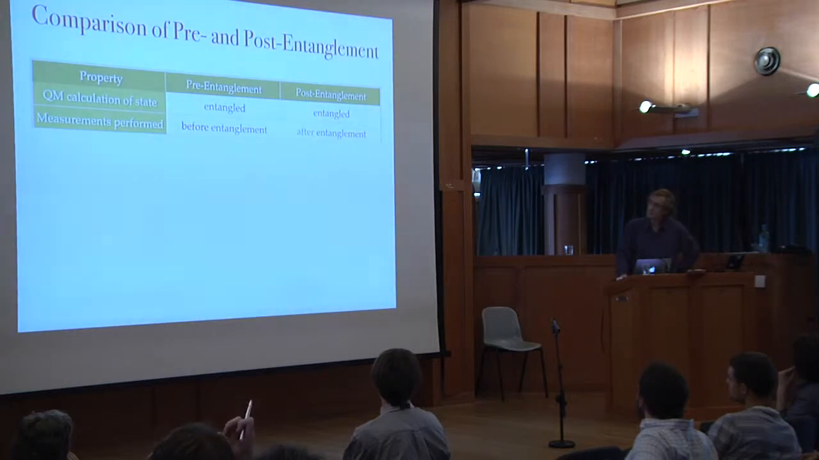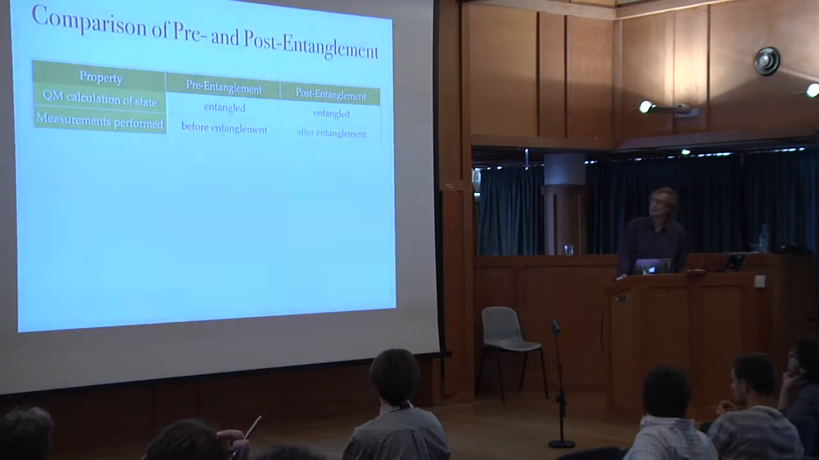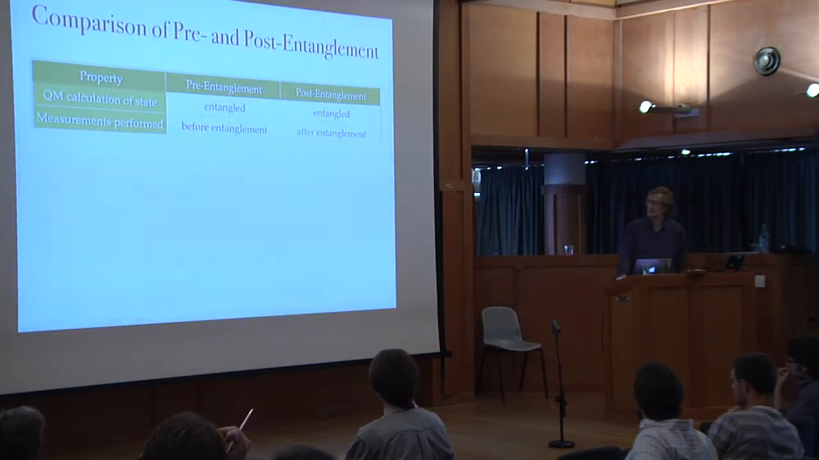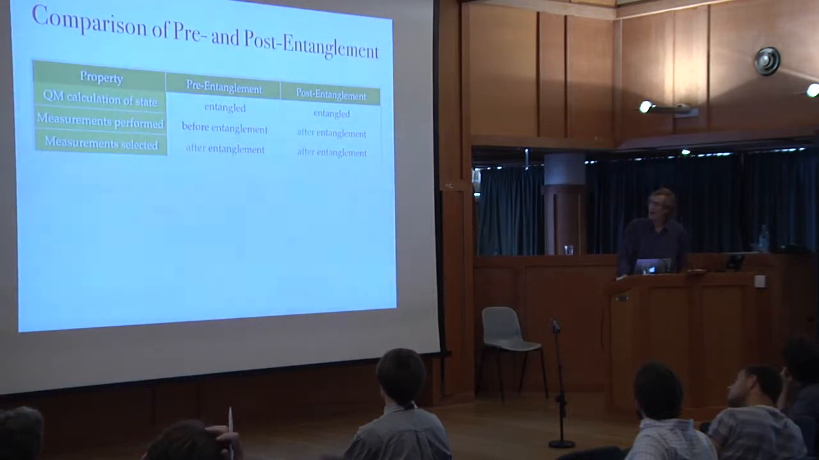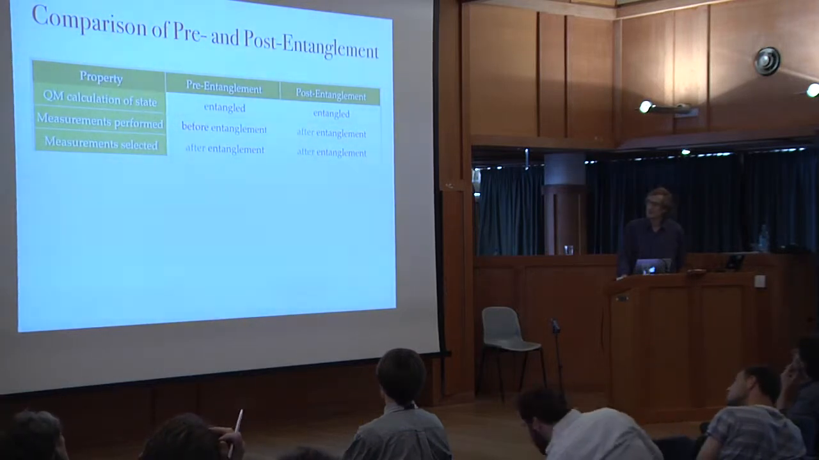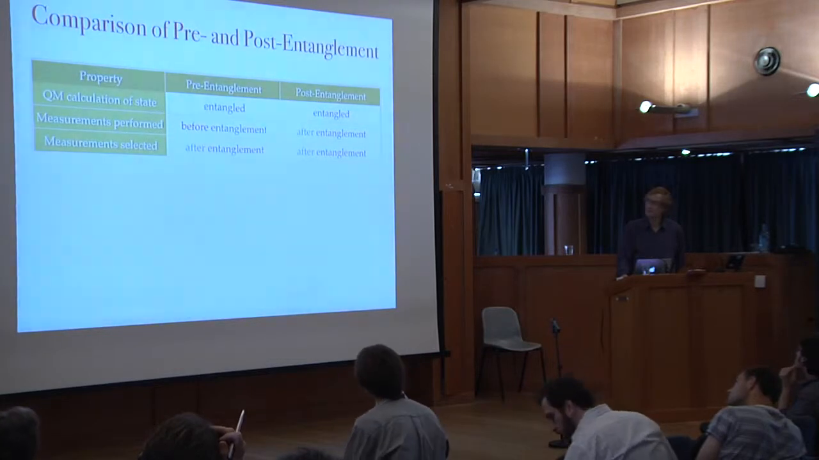As far as the measurements that go into the establishment of the entanglement, it is true there's a difference. The measurements for pre-entanglement have to be performed beforehand, but the measurements for post-entanglement afterwards. But it would be impossible to establish pre-entanglement unless you did the measurements beforehand. So I don't think that's significant. The measurements are selected after the entanglement in both cases.